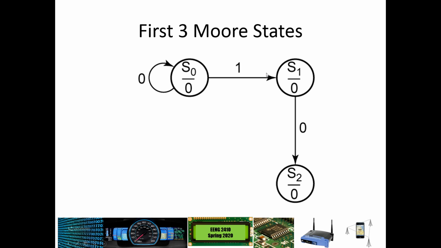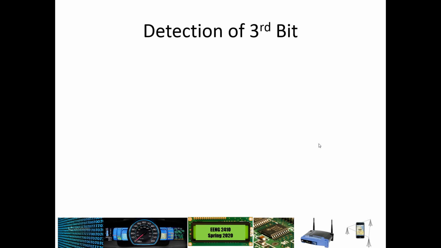If the last bit was a 1, that takes us over here to S1, and then if the last bit was a 1 and now we have a 0, that takes us to S2, indicating that we are now at 1 and 0 for the last 2 bits. And if we get in a 1, we can transition to a state that will output a 1. If not, we'll have to figure out where we transition.